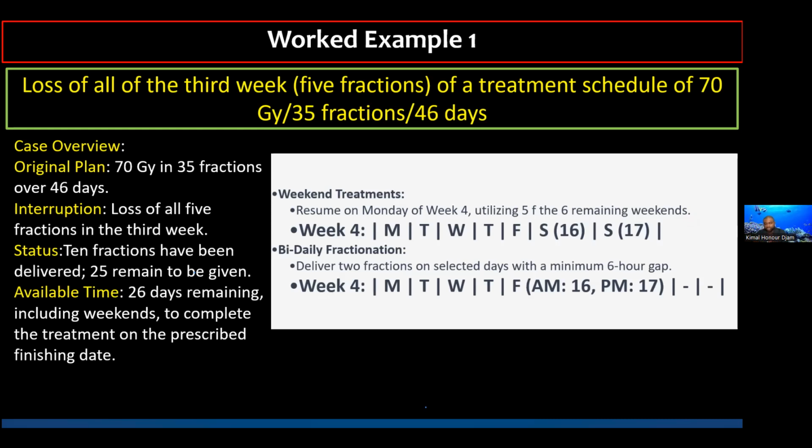And so, in conclusion of this particular example, remember that the objective of the compensation is to adhere as closely as possible to the original plan, minimizing deviations in the dose per fraction and the overall treatment time. Secondly, the incorporation of weekend treatments or the implementation of a bi-daily fractionation essentially seeks to offset the lost time really without altering the radiobiological significance or the local control of the treatment, which is great.